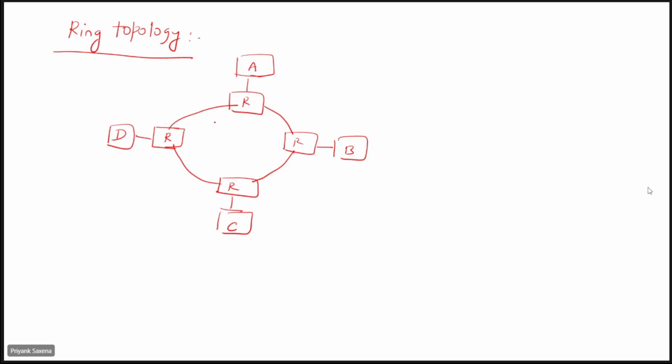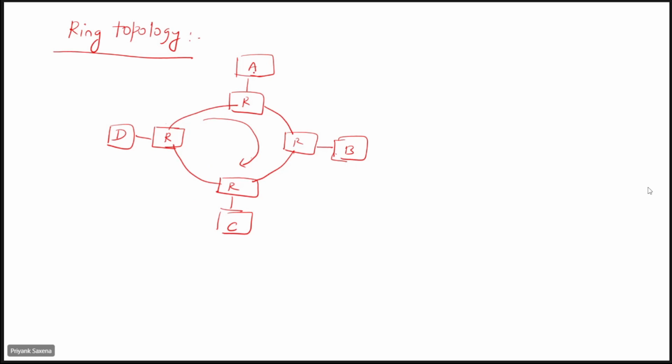Either the data can travel in a clockwise direction or in the anti-clockwise direction. So basically, a ring consists of a number of repeaters, right? These are repeaters which are associated with each station, right? So data is transferred sequentially bit by bit around the ring from one repeater to the next. Each repeater regenerates and transmits each bit, right?